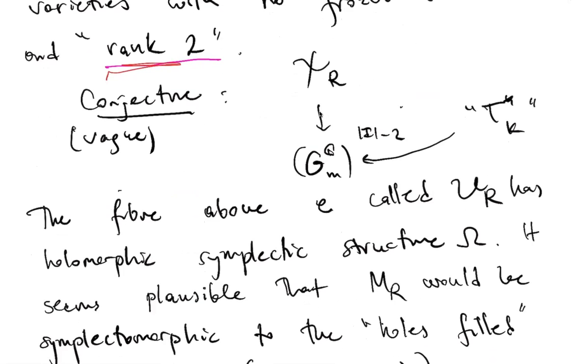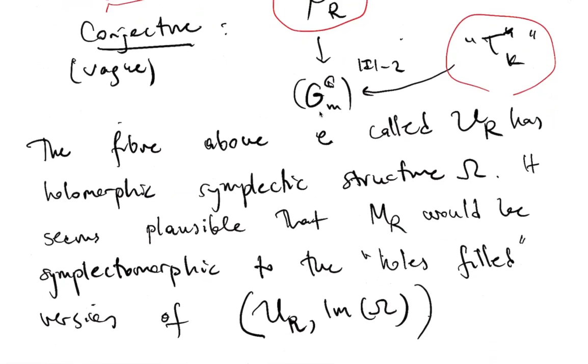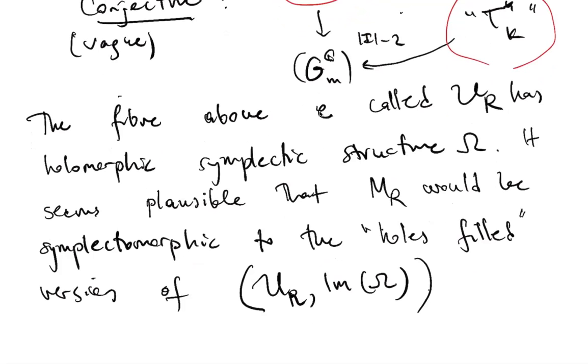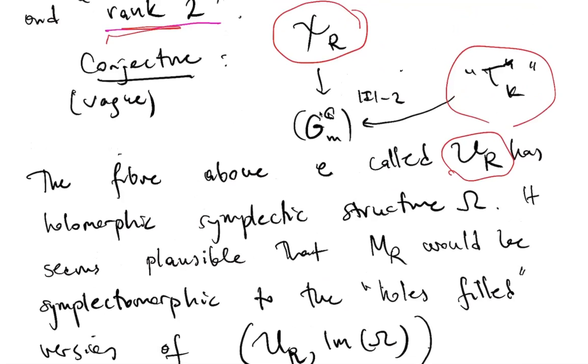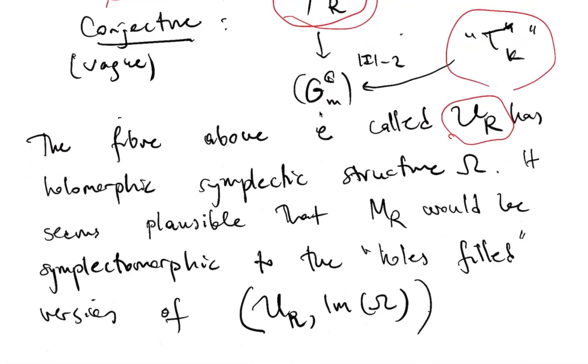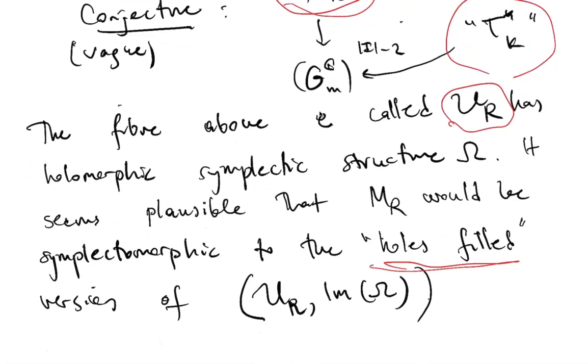So what is my conjecture? You can construct this cluster variety. It comes with a map to some algebraic torus of complex dimension 2 less, and the fiber above the identity has a holomorphic symplectic structure. This cluster X variety has a Poisson structure, and this is one of the leaves of that Poisson structure, an actual holomorphic symplectic manifold. And I claim that that fiber should be, up to filling some holes, MR, the manifold that I described.